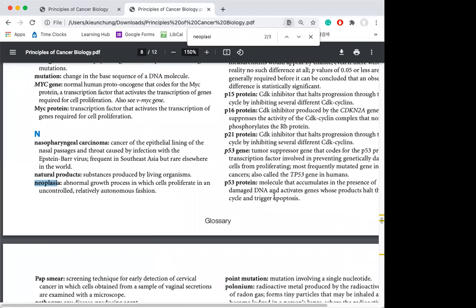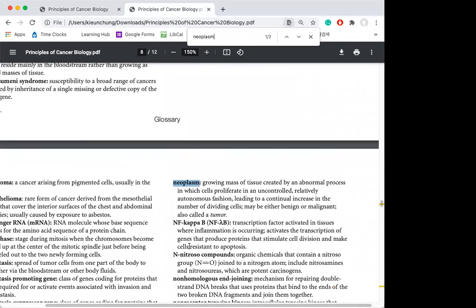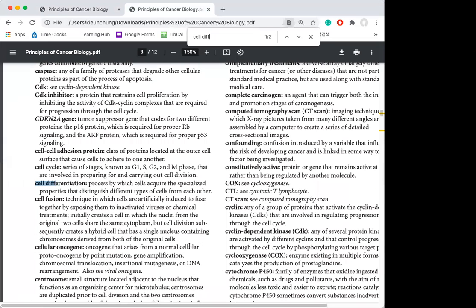Neoplasia: abnormal growth process in which cells proliferate in an uncontrolled, relatively autonomous fashion. Neoplasm: growing mass of tissue created by an abnormal process in which cells proliferate in an uncontrolled, relatively autonomous fashion, leading to a continual increase in the number of dividing cells. May be either benign or malignant, also called a tumor. Cell differentiation: process by which cells acquire the specialized properties that distinguish different types of cells from each other.